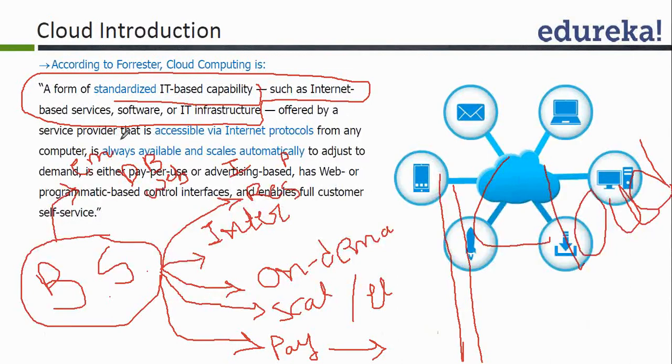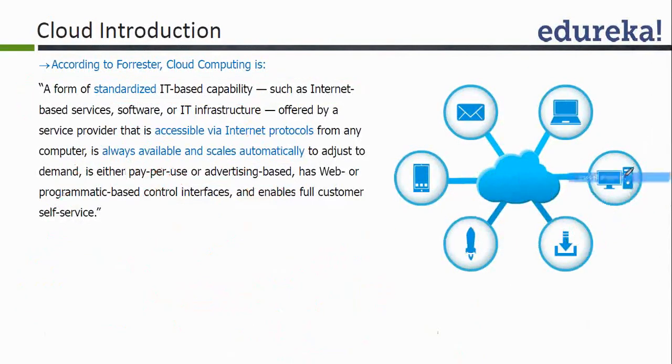offered by a service provider that is accessible via internet protocol, so available over the internet, which is always available, so on demand, scales automatically, so it can scale up, follows the pay-as-you-go model, and the resources they have not mentioned, but it says that a control interface enables full customer self-service. This is called cloud computing. Does it make sense?